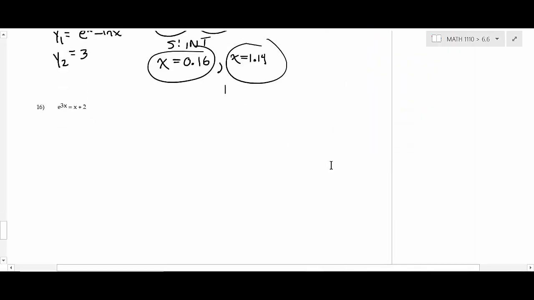I'm going to do this one a different way, because there's 2 ways you can do these problems. So what I'm going to do on this one is we're going to move everything from the left side to the right side. So we'll have e to the 3x minus x minus 2 equals 0. Okay, and you can do this a little bit different technique. So what you're going to put in your calculator is y1 equals e to the 3x minus x minus 2.